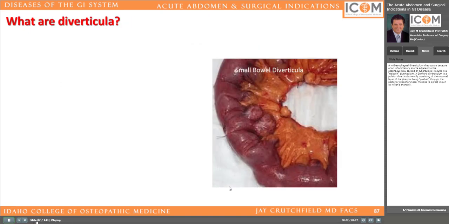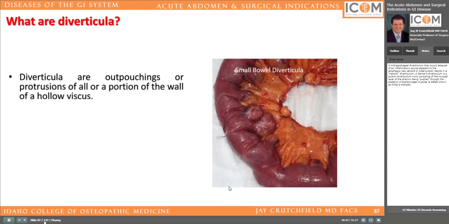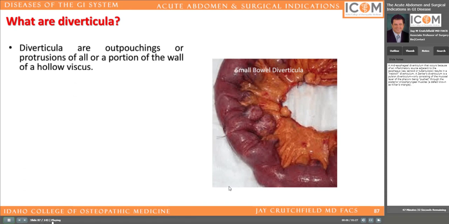So what exactly are diverticuli? Diverticuli are outpouchings or protrusions of all or a portion of the wall of a hollow viscus. They can occur anywhere in the GI tract. They can be either a true or a false diverticula. A true diverticulum contains all layers of the wall of the bowel. A false diverticulum doesn't. It may only contain a serosal layer or a small lining of the muscular layer.